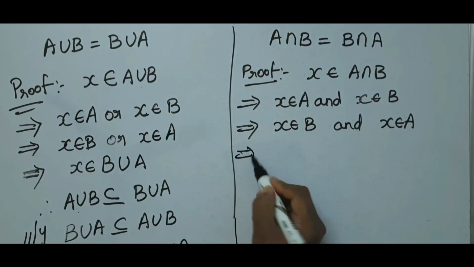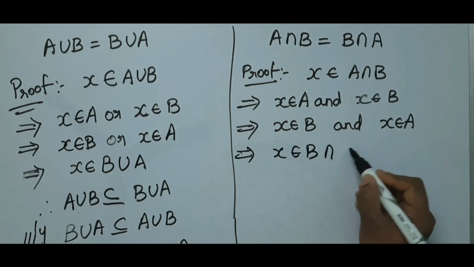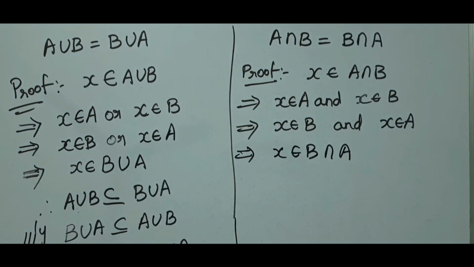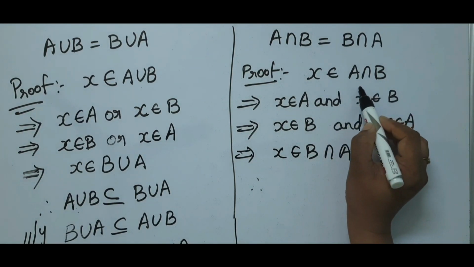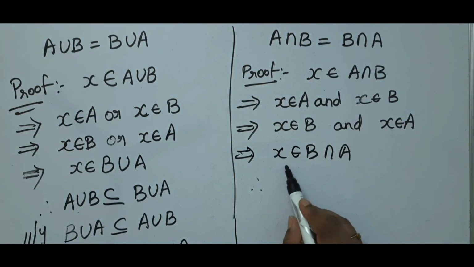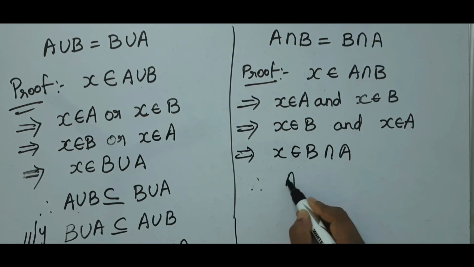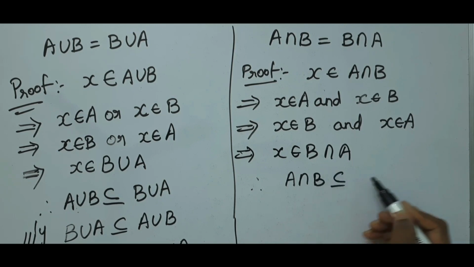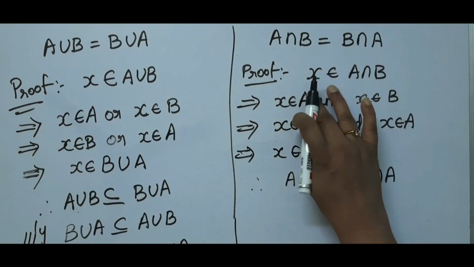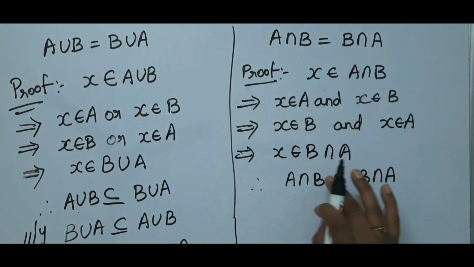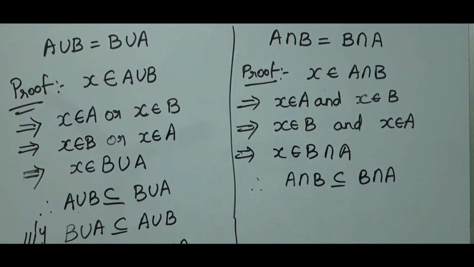Okay. So this can be written as X belongs to B intersection A, as the AND symbol is there. Therefore we have taken X belongs to A intersection B, and we have proved that it can also be written as X belongs to B intersection A. Hence, A intersection B is a subset of B intersection A. Is it not? When any element which belongs to A intersection B is in B intersection A, it means A intersection B is a subset of B intersection A, as I said in the case of union.